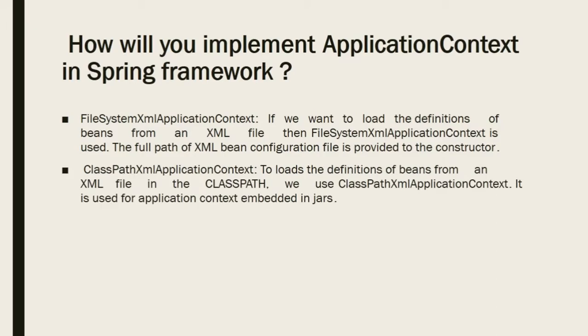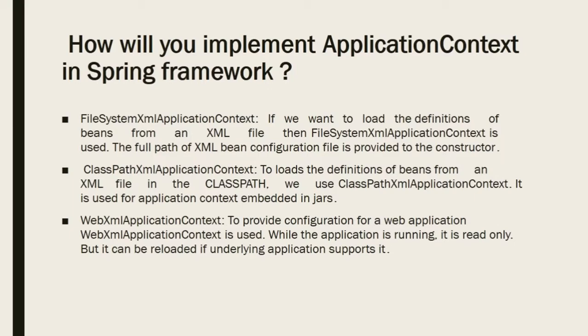2. Class path XML application context. To load the definitions of beans from an XML file in the class path, we use class path XML application context. It is used for application context embedded in jars. 3. Web XML application context. To provide configuration for a web application, web XML application context is used. While the application is running, it is read-only. But it can be reloaded if underlying application supports it.